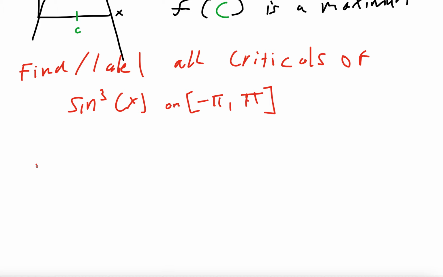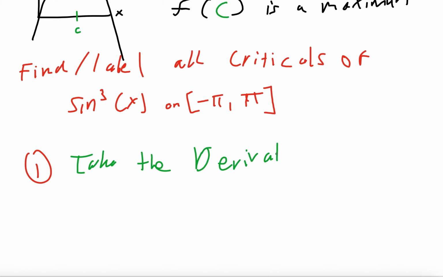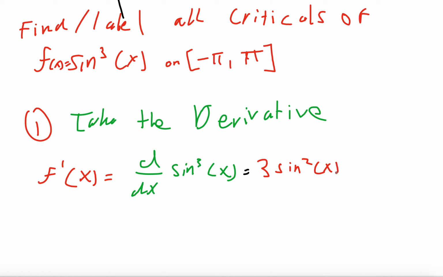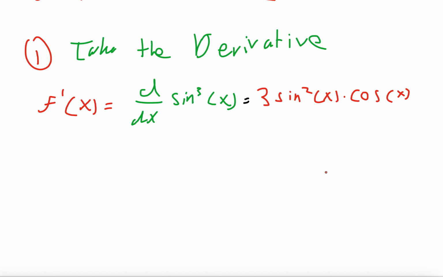So the first thing you want to do, step 1, is take the derivative. I'm going to write that out. If our function f of x is equal to sine cubed of x, then f prime of x is the derivative with respect to x of sine cubed x. By the chain rule, we hop that 3 down and we get 3 sine squared x, multiplied by the derivative of the inner function sine x, which is cosine x. So we get 3 sine squared x cosine of x as the derivative.